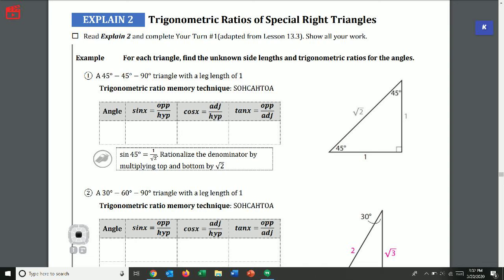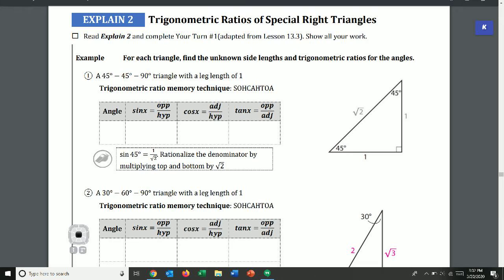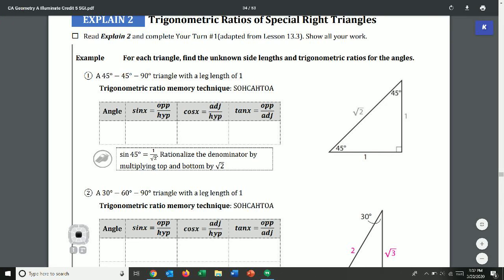Class, this is Explain 2 of the current lesson that we are doing, trigonometric ratios of special right triangles. So in the first two lessons of this credit, we did talk about the sine, cosine, and tangent ratios. Just as a quick review, the sine of an angle is the opposite side over the hypotenuse. The cosine of an angle is the adjacent side over the hypotenuse. And the tangent of an angle is the opposite side over the adjacent.